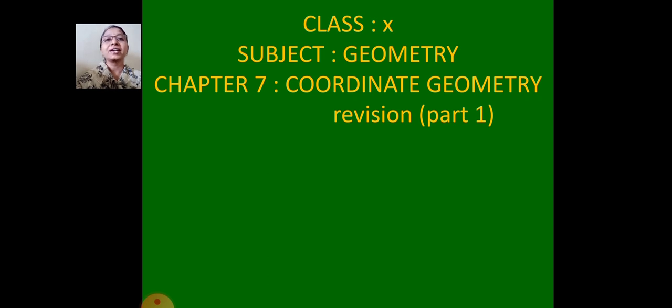Children, from the second week of July, your first periodic is going to start. So, keeping that in mind, we have decided to take the revision of those chapters which are there for the unit test. So, in today's class, I am going to take the revision of chapter 7 coordinate geometry, right?